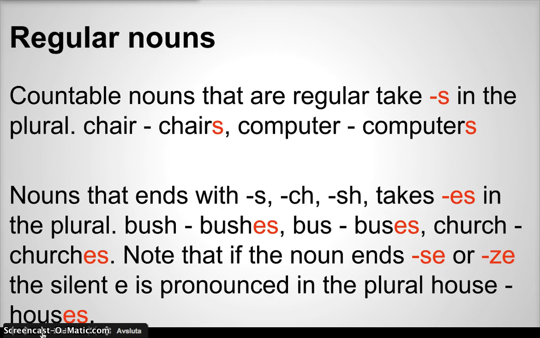So you should also note that if the noun ends with SE or ZE, the silent E is pronounced in the plural. You can look at the example of one house, silent E, right? But two houses, then you can hear the E.